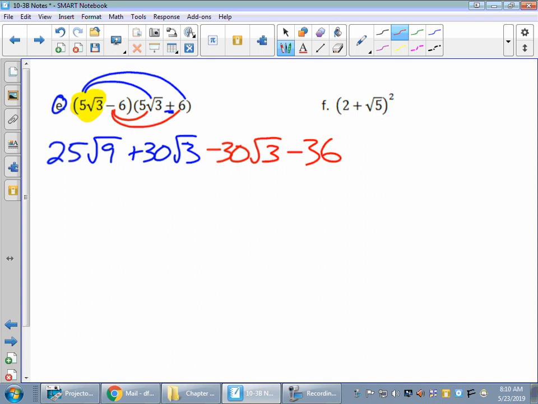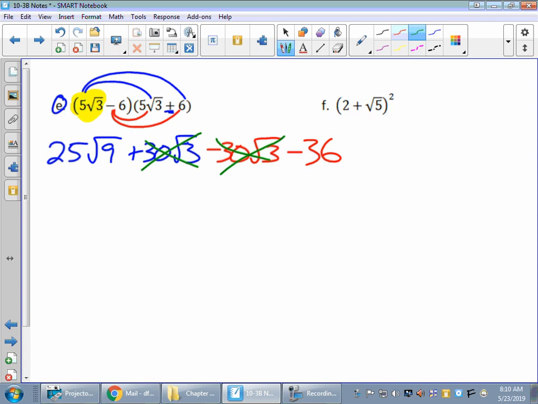Okay, so now we're looking to simplify. Is there anything else we can do here? Well, I bet some of you are jumping at those middle terms because you notice that these are opposite signs. One is plus 30, one is negative 30. So we can cancel them right out, because plus 30 times the square root of 3 and minus 30 times the square root of 3 would go to 0. So they're gone. That's nice.